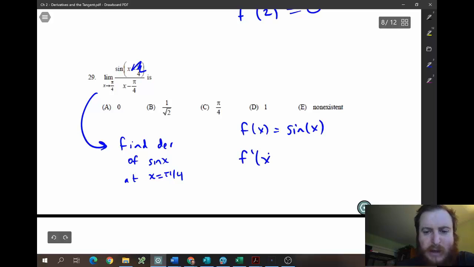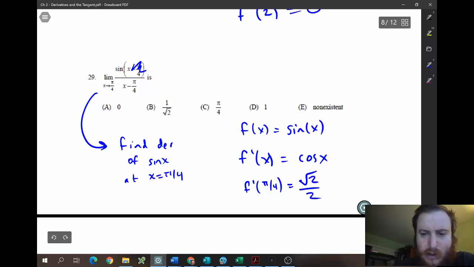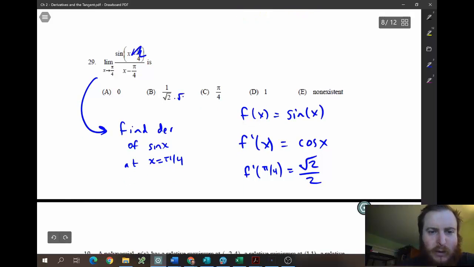F prime of x, then, the derivative of sine of x is cosine of x. And then we want to know what is f prime of pi over 4, which is square root of 2 over 2. Now that was not an option, but remember 1 over square root of 2, that's the same thing. Right, this would give us square root of 2 over 2.